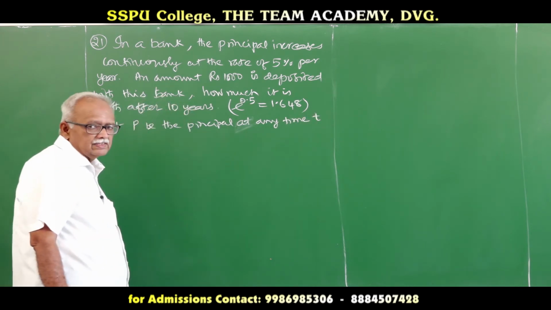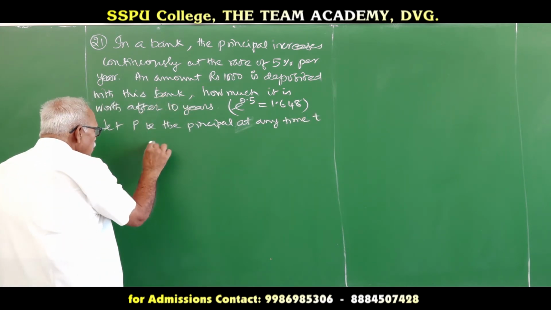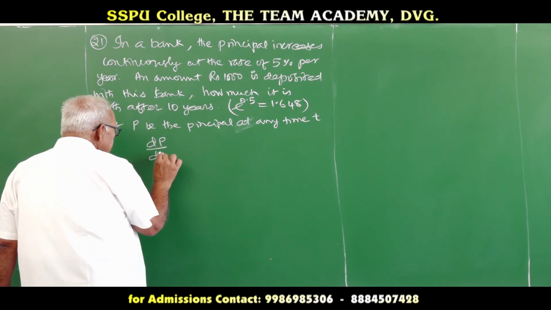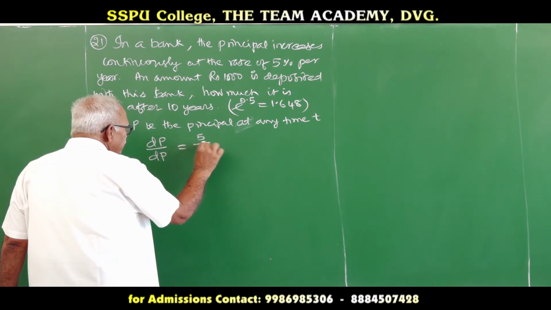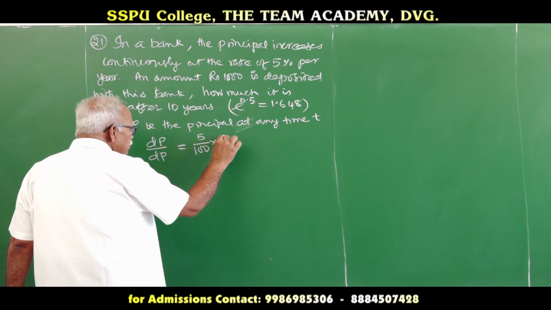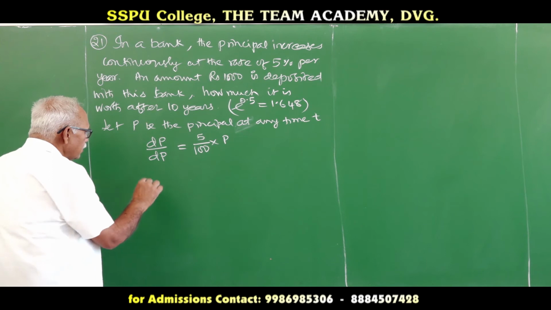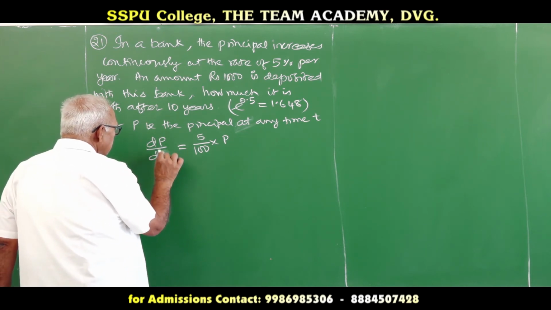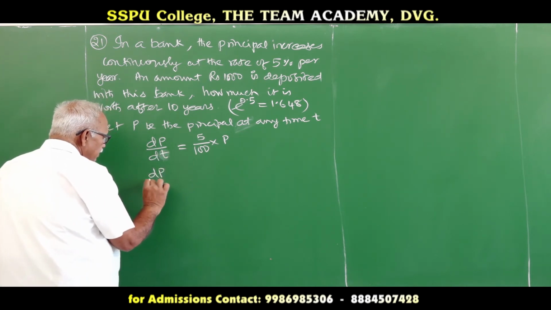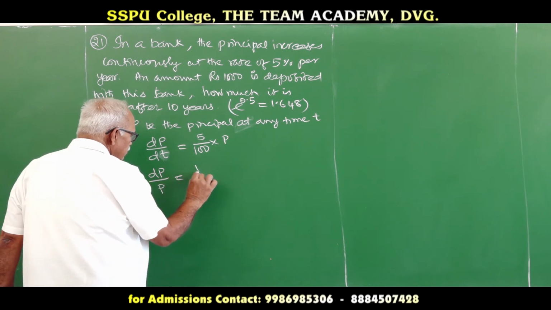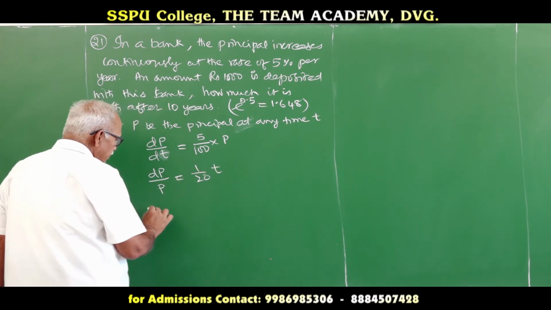So, what is given is the same equation that we have to do. dP by dt is equal to 5%, that is 5 by 100 into P. This is the differential equation given to us. Now, separating this, dP by P is equal to 1 by 20 dt.